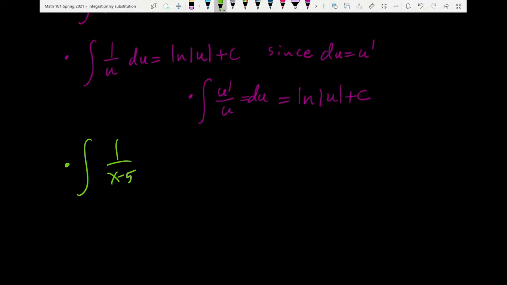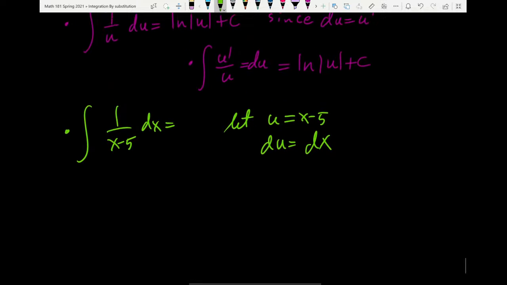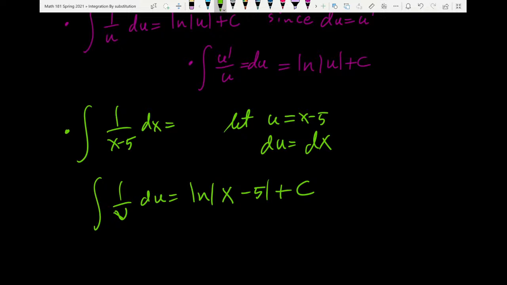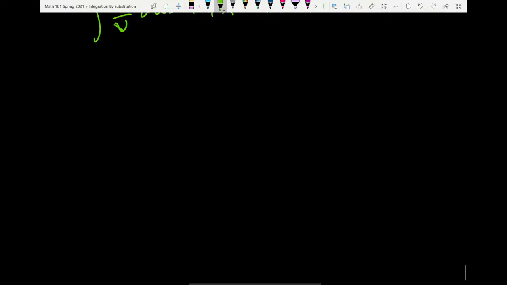The integral of 1 over x minus 5 dx. If I let u be x minus 5, du is what? dx. So I get over here 1 over u du, I get natural log of x minus 5 plus c. Why is that kind of important? Because later on you're going to figure out that it's just the derivative of the inside times natural log of that. That's what happens. So let's do another problem.